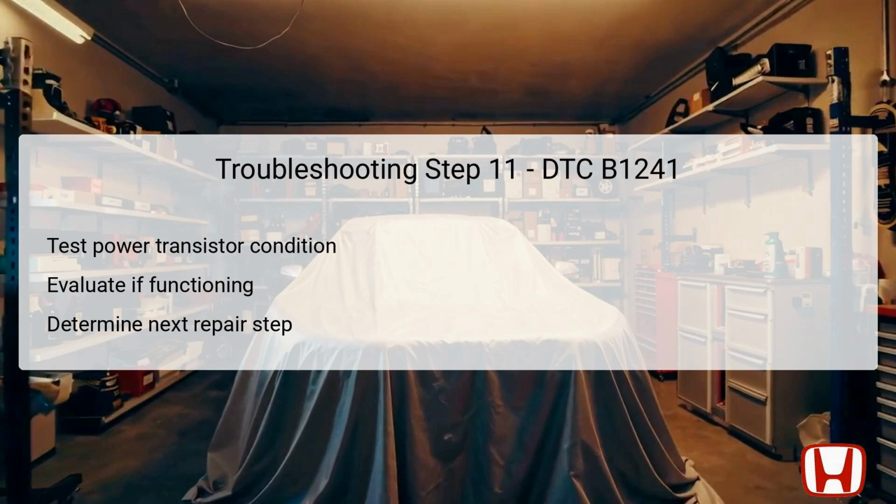This component controls the voltage and current supplied to the blower motor based on input signals from the climate control unit. If the power transistor is found to be functioning correctly, it allows you to move ahead with replacing the climate control unit, as it could be the faulty element affecting overall system performance.